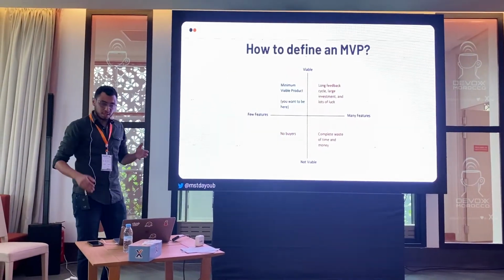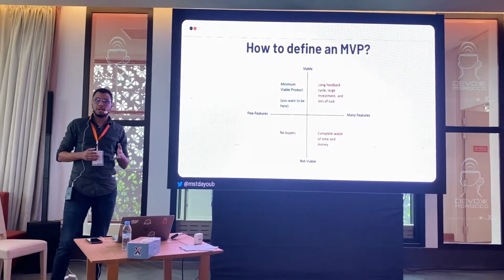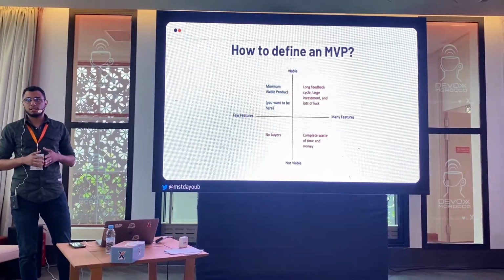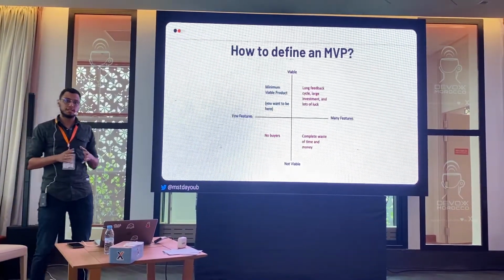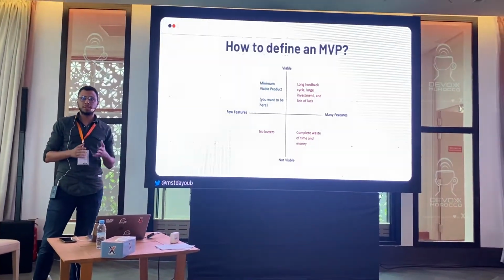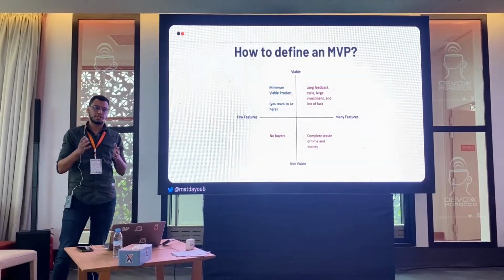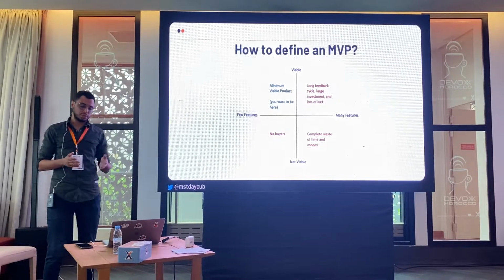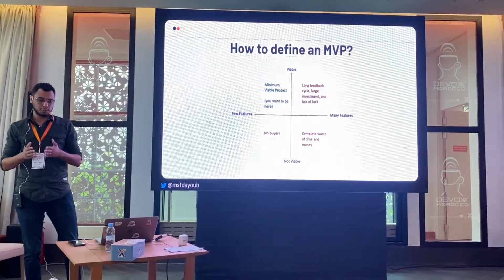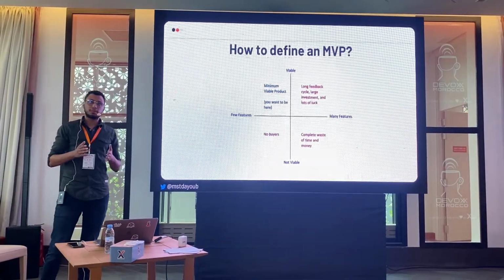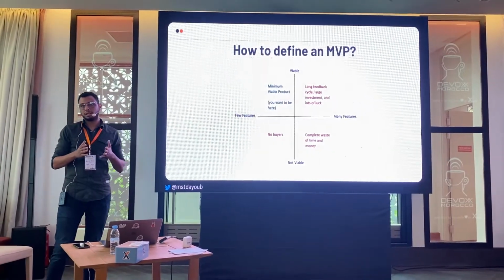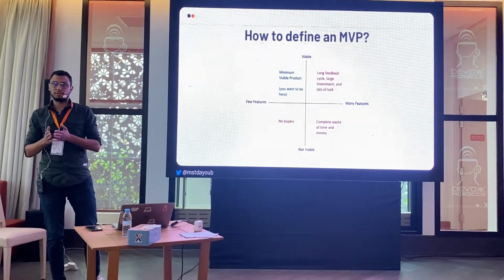So, how to define an MVP? When we are trying to define the perimeter of our MVP, we want to avoid mainly three situations. The first is the situation where we have many features in the MVP that are maybe viable, but we are in a long feedback cycle.